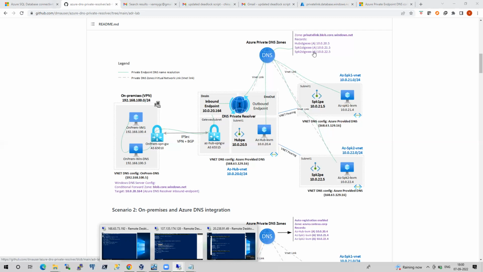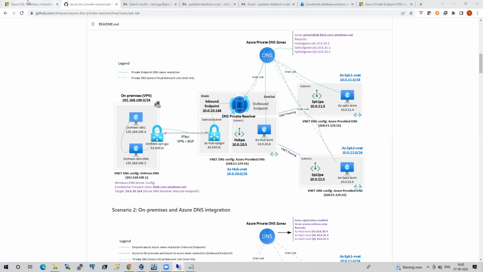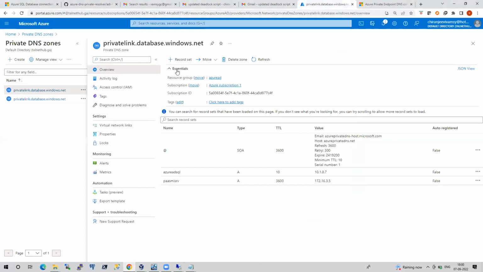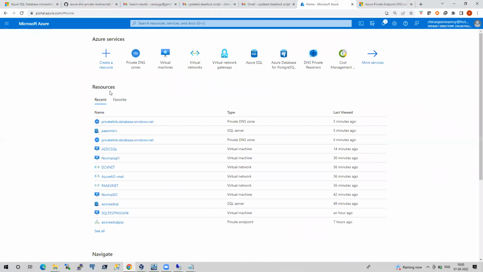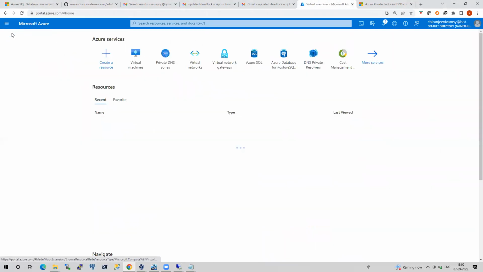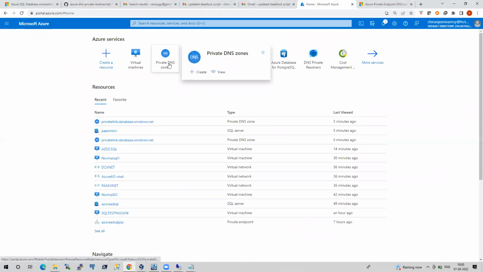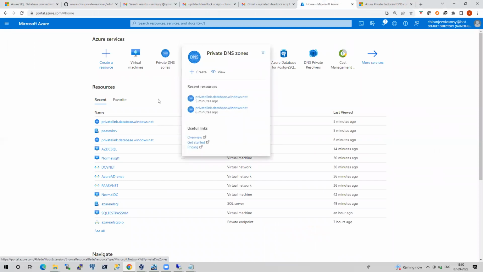If you add a VNet in the Azure DNS zone, it can't connect. As of now, that is a DNS itself, right, Ganesh? Yeah, that is DNS itself. So you are asking DNS to add another DNS. Yeah, that is something illogical.